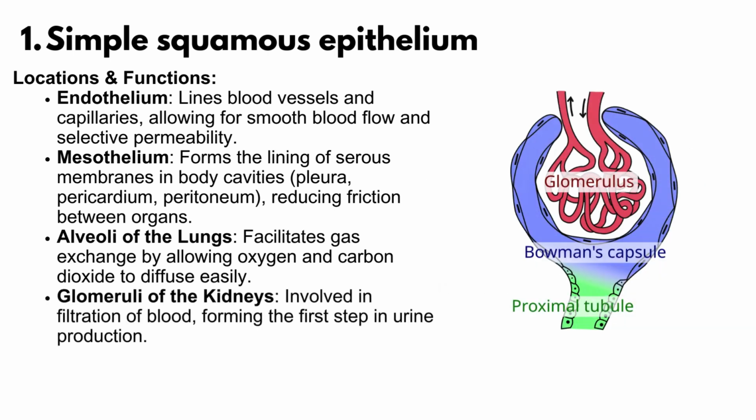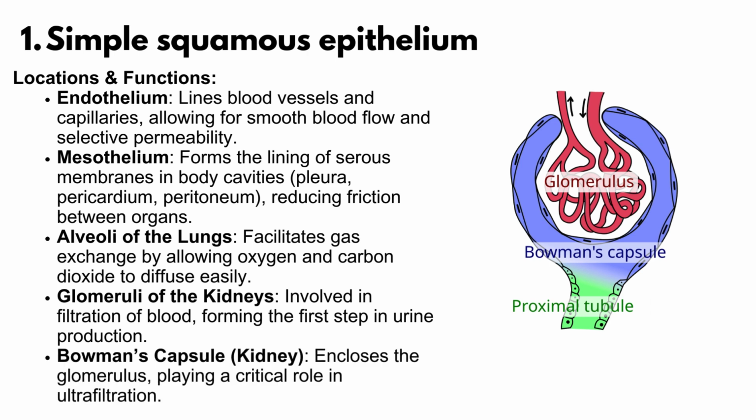In the glomeruli of the kidneys, it is involved in the filtration of blood, forming the first step in urine production. In Bowman's capsule, it surrounds the glomerulus and plays a key role in ultrafiltration.